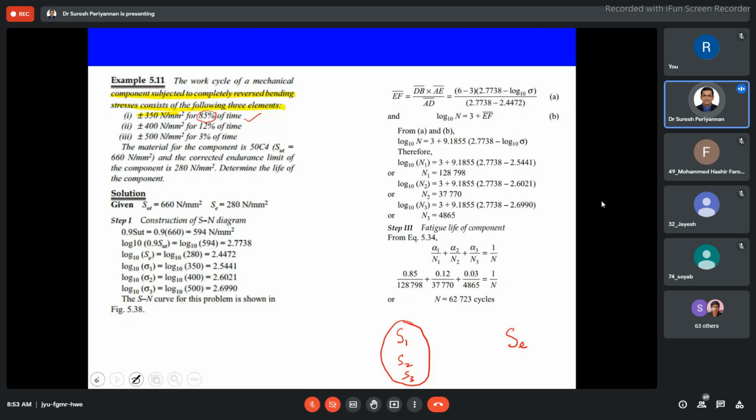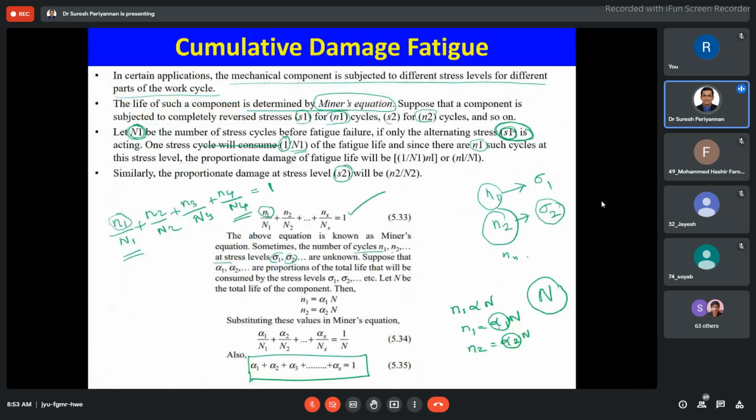Earlier case I put here, proportionate. When alpha 1 is equal to 1, you are considering the material subjected to a single stress level. Please keep that in mind. Suppose alpha 1 is less than 1, the material is going to have differences. We are indirectly saying the material is subjected to different stress levels. You may expect such objective questions in competitive exams.